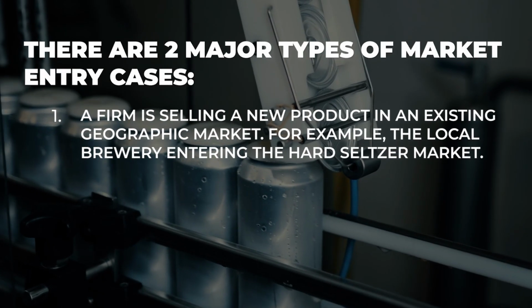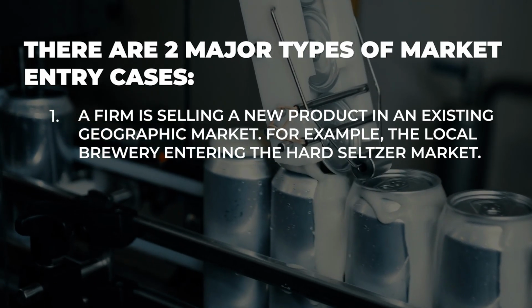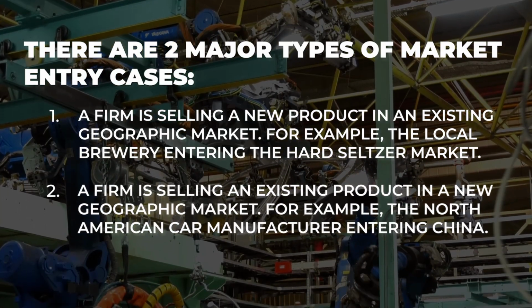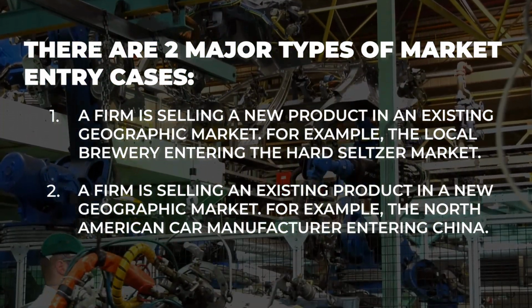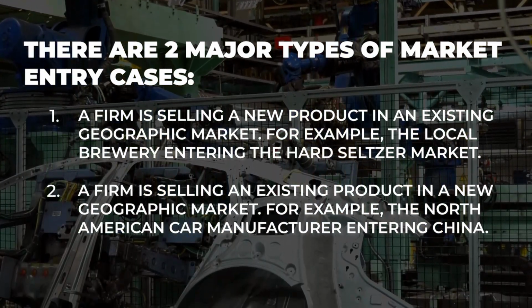There are 2 major types of market entry cases. The first is when a firm wants to sell a new product in an existing geographic market. For example, your local brewery wants to start making and selling hard seltzers. The second type is when a firm is selling an existing product but in a new geographic market. For example, a North American car manufacturer who wants to enter China.